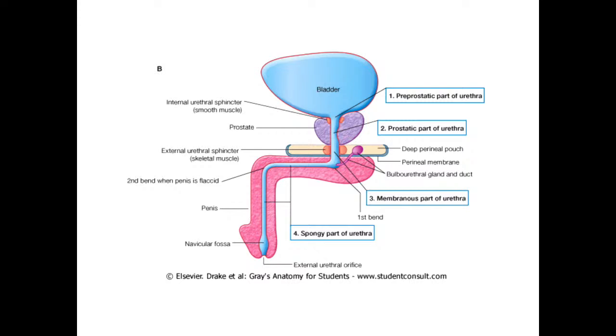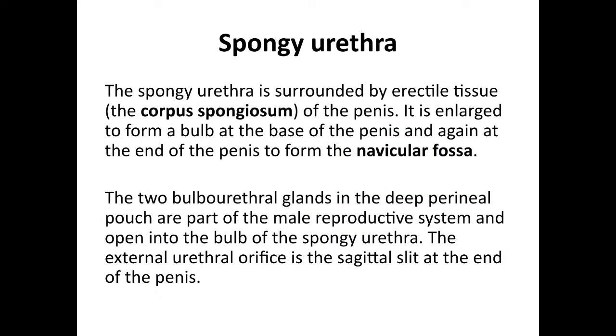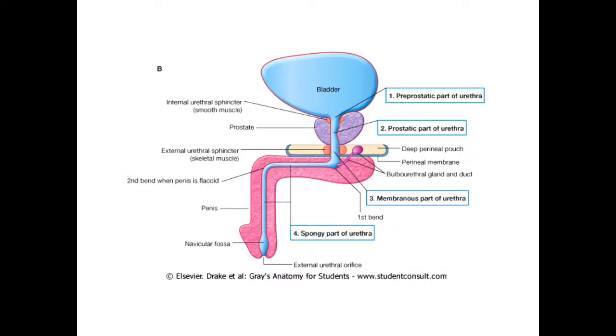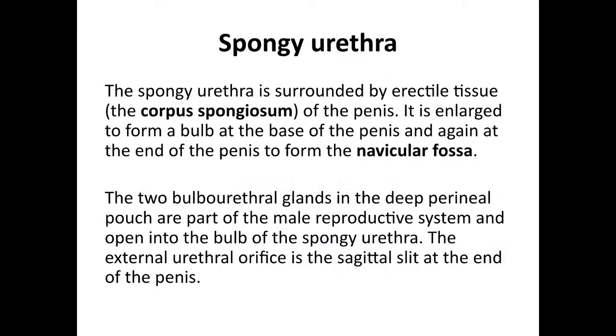So once again, to repeat, we have the internal sphincter, mostly located in what kind of urethra? Pre-prostatic part. Yes. And in the membranous part, we have the external sphincter. And the final part is the longest one. All the other centimeters that are left are in the spongy part.